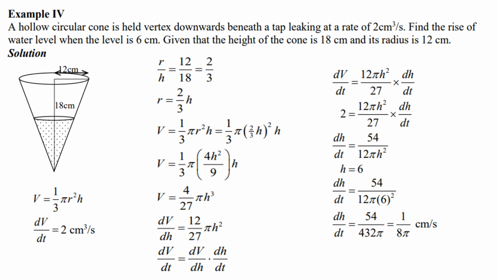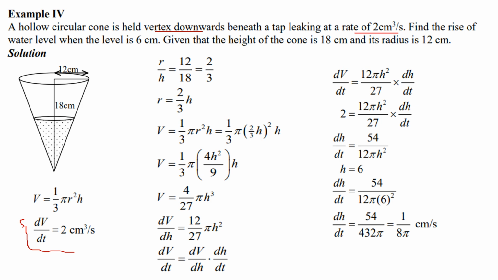Now looking at example 4, we are saying that a hollow circular cone is held vertex downwards, and it's going to be beneath a tap which is leaking at a rate of 2 centimeters cubed per second. First of all, we are going to summarize all that, and we are going to say that since it is in terms of centimeters cubed per second, that's going to be our dV/dt. Now you are being told to find the rise of the water level.